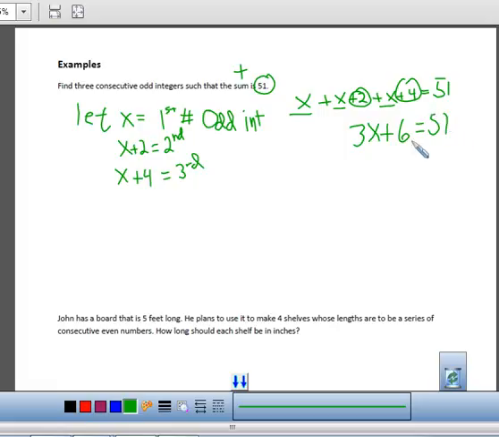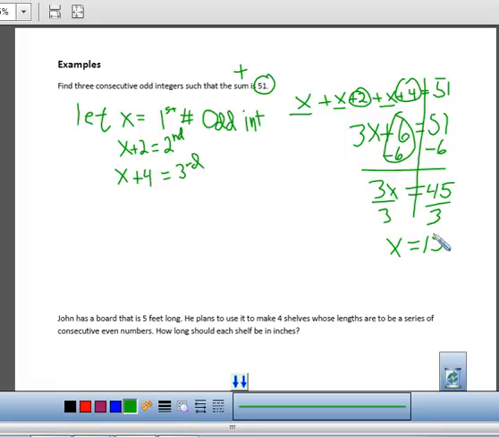Now you solve it like an equation. Pretty simple. Subtract 6, and you get 3x equals 45. Divide by 3, and you get x equals 15. Now, one thing you have to do is make sure your answer makes sense. We're talking about odd integers. Is 15 an odd integer? Yes, it is. So this works so far. If you had come up with an even number, then hopefully you would recognize that something must be wrong because I'm looking for odd integers.